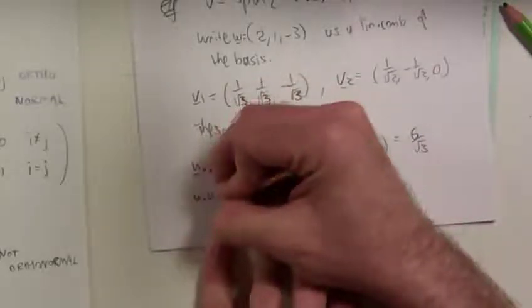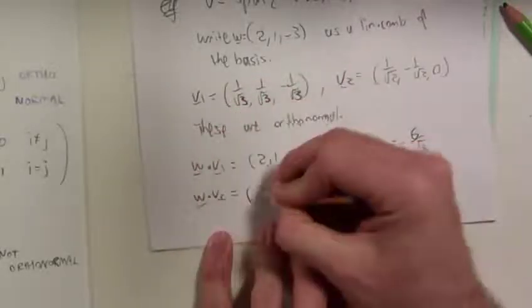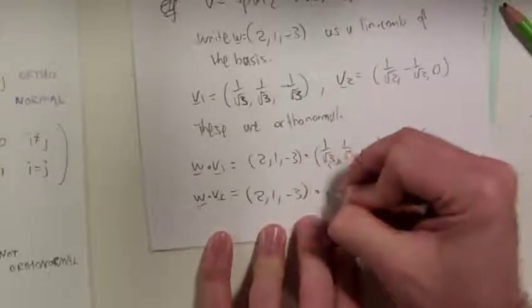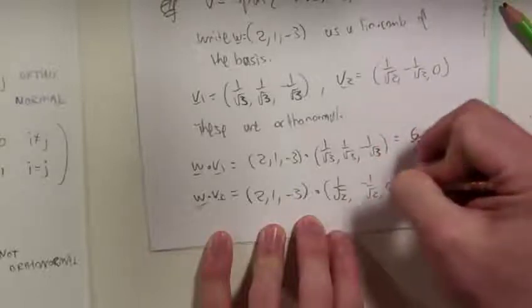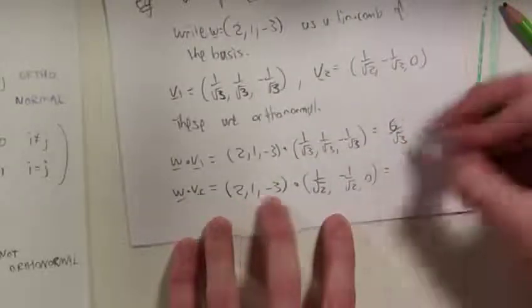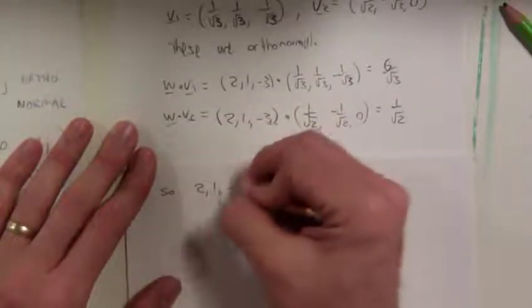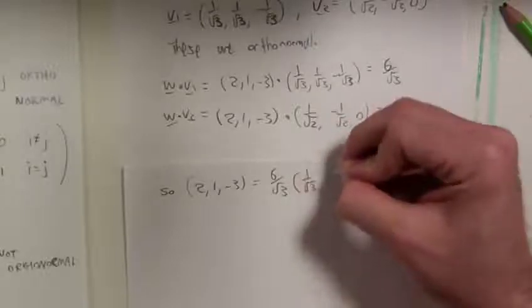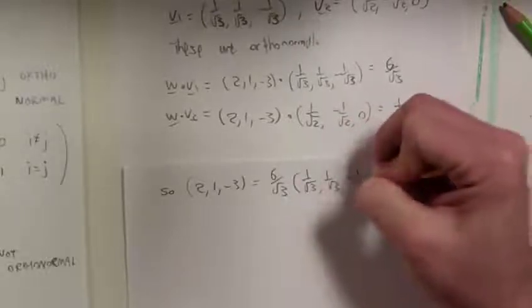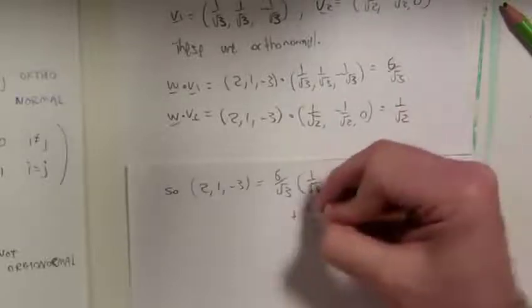And W dot V2 is 2, 1, minus 3, dot with 1 on root 2, minus 1 on root 2, 0. So 2 minus 1, which is 1 on root 2. And so therefore, 2, 1, minus 3 is 6 on root 3, which I'm sure it would be better to actually figure out what that is, but I'm just going to leave it like that. Plus 1.